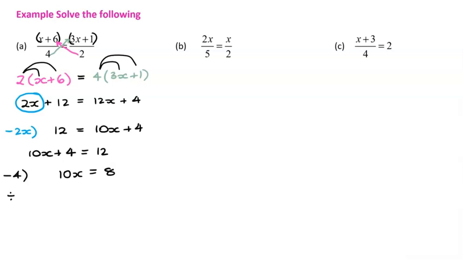And then divide both sides by 10. X is going to be 8 over 10. Now pause. We've got a fraction here.